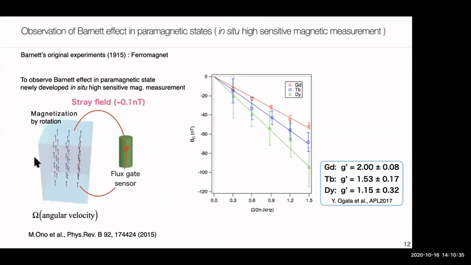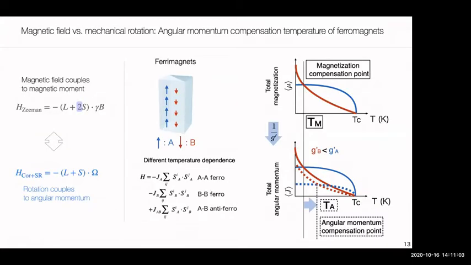So Dr. Ono developed the new technique which measures the tiny stray magnetic field due to the paramagnetic Barnett effect by using the fluxgate sensor. Okay, so the very interesting application of our Barnett effect measurement is as shown here.